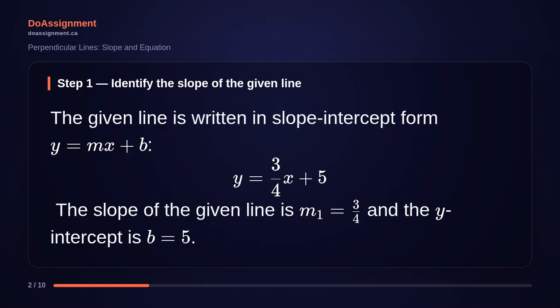The given line is already in slope-intercept form, y equals mx plus b. Reading off the coefficient of x, we see the slope of the given line is 3/4, and the y-intercept is 5.